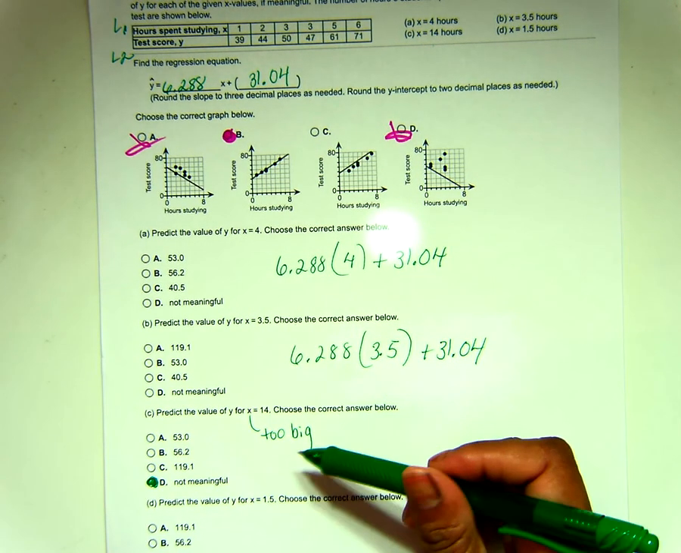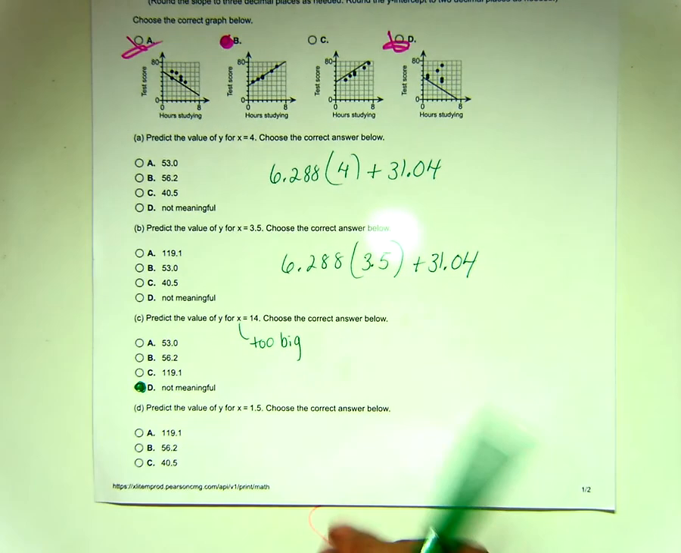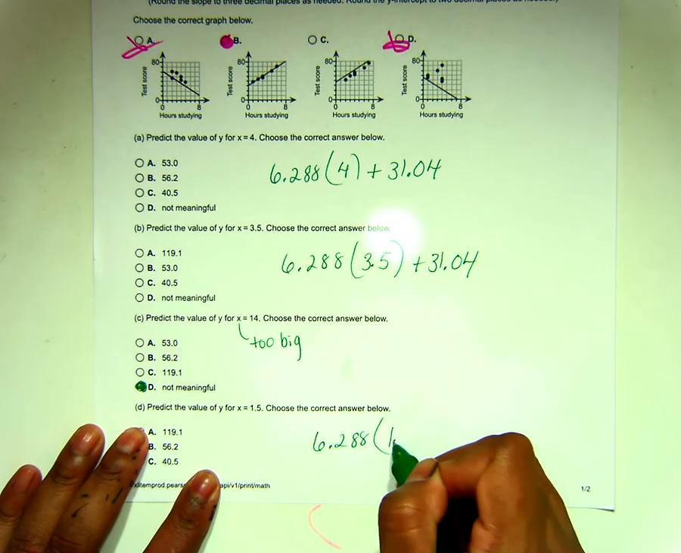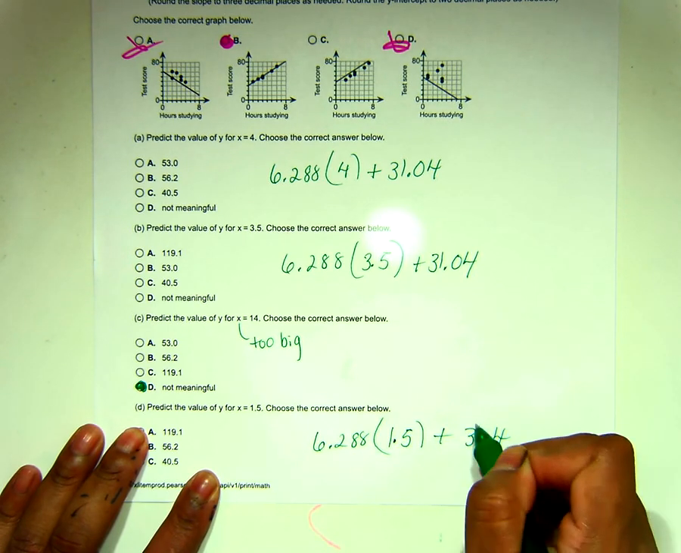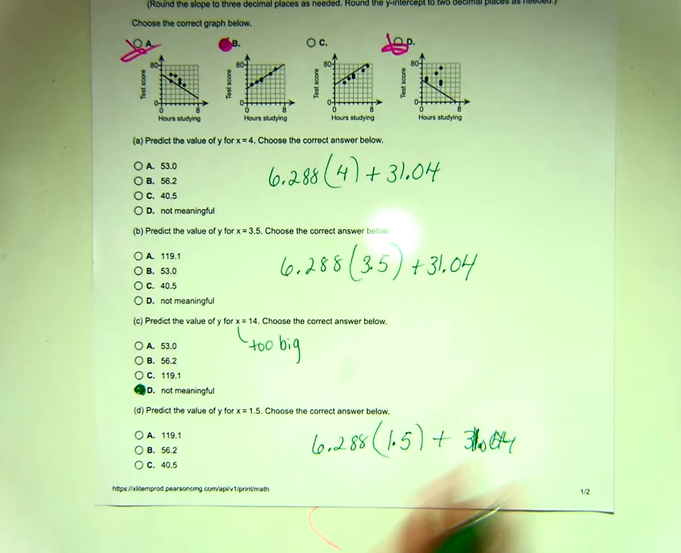Again, you can substitute this. You can get an answer, but it won't be the right answer. So we're going to go to D, substitute 6.288 times 1.5 plus 31.04. I'll just squeeze that out in here. Sorry about that. So let's see what we can do. We got 6.288 times 4 plus 31.04.